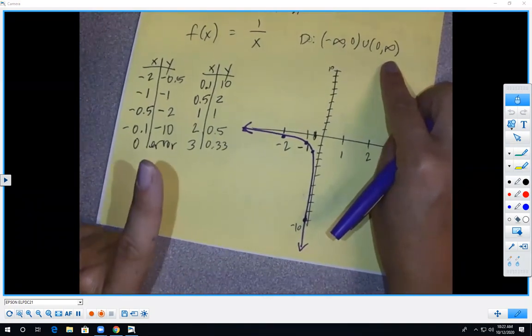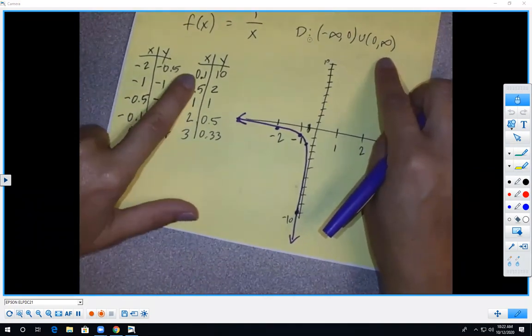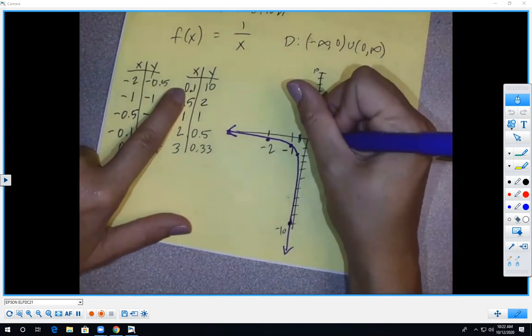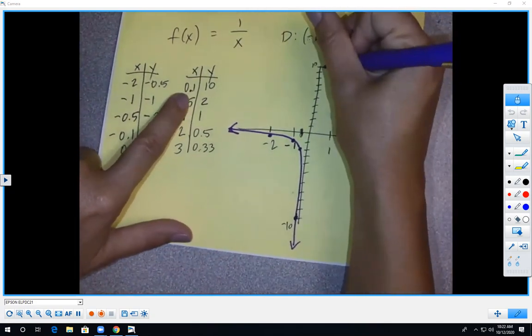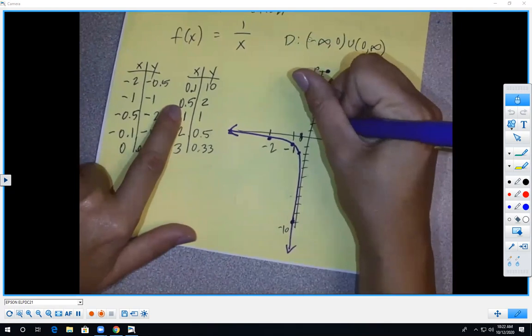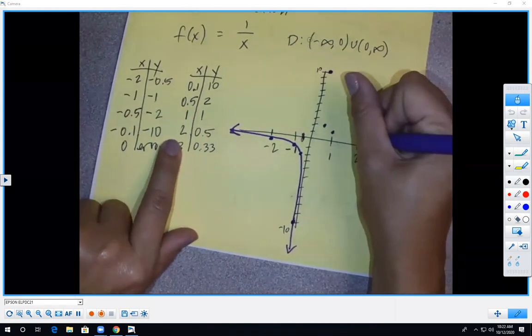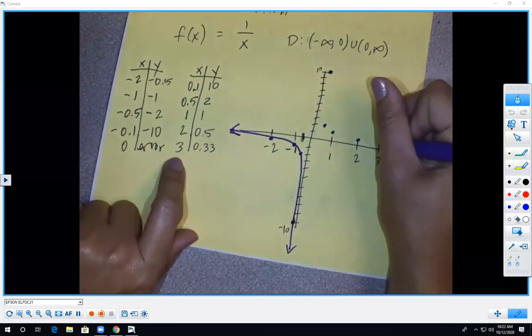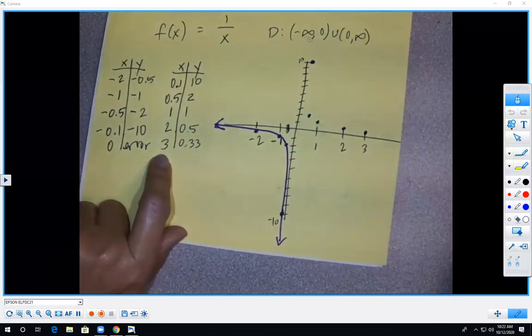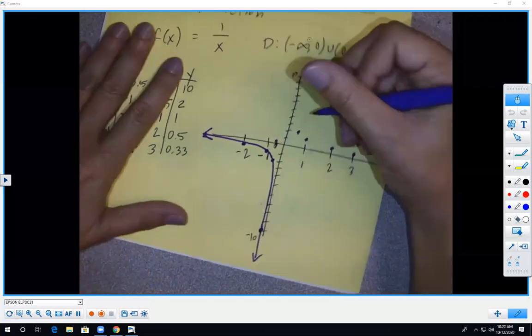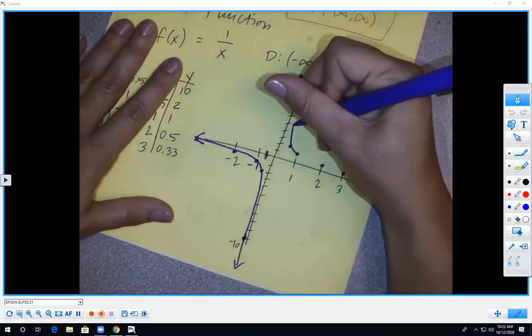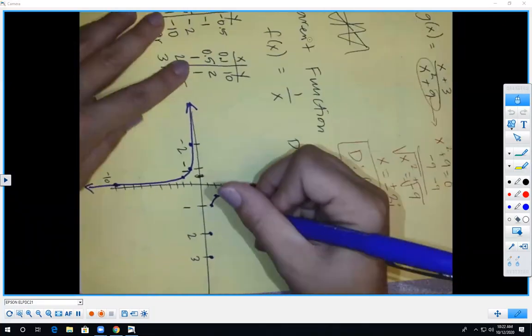Okay, it does the same thing on the opposite side at 0.1. So it's like right here. We're all the way up at +10. At 0.5, we're at 2. At 1, we're at 1. At 2, we're at 0.5. At 3, we're at 0.3333. So same thing here, but it's like it's decreasing here. So it's like that.